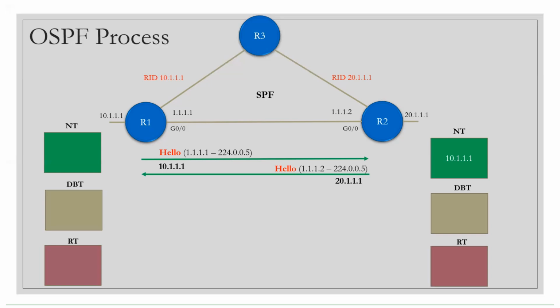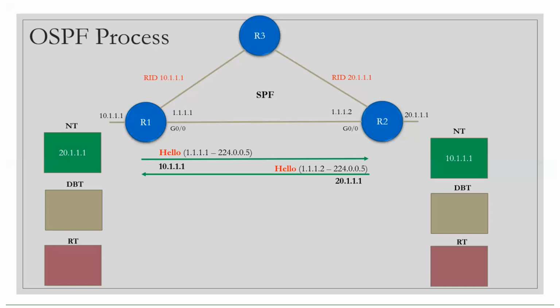Once that's done, along with that, it will also send out the router ID in a very similar fashion to what R1 did. The hello packet from R2 will now be going to R1 and will say, hey, R1, I know that you are 10.1.1.1. I am 20.1.1.1. And immediately R1 will be storing that data in the neighbor table. So that is about your neighbor table and the hello packet.